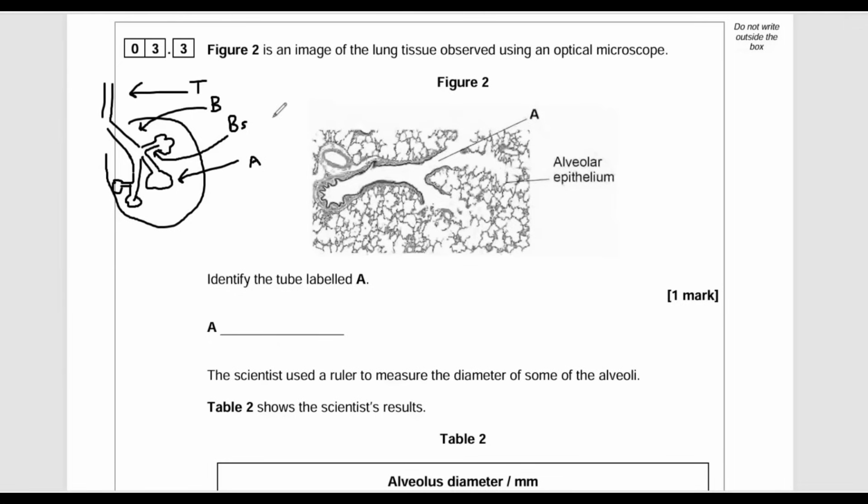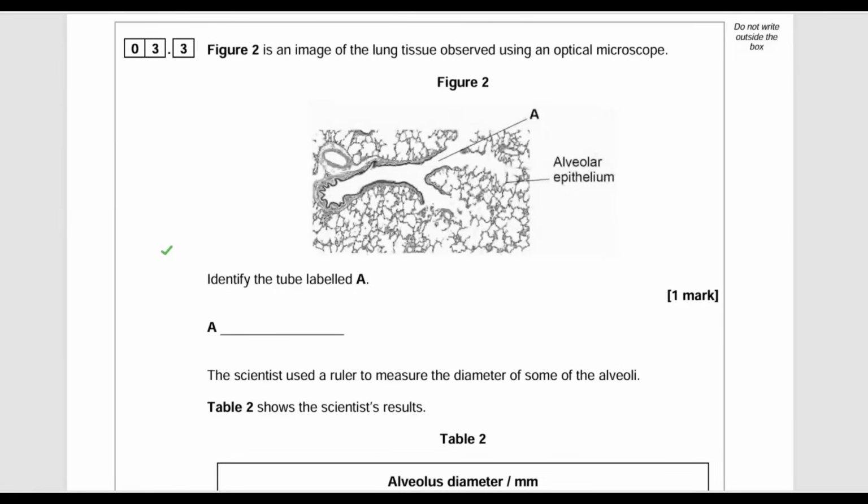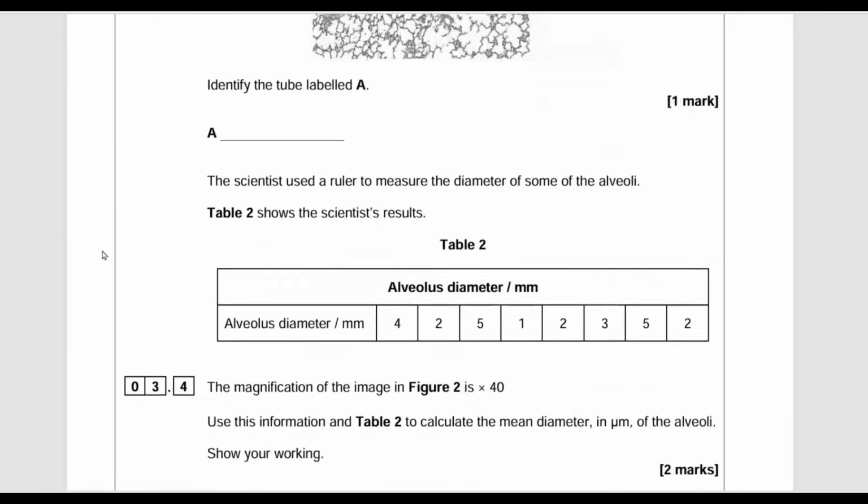So what is A pointing to? Well, A is really pointing to the bronchioles, okay, the smaller, tiny tubes. And how do we know that from the diagram? Because they're the thing just before they're labeled alveolar. So if you know the order, trachea, bronchi, bronchioles, alveoli, you know what A is. It's the bronchioles.